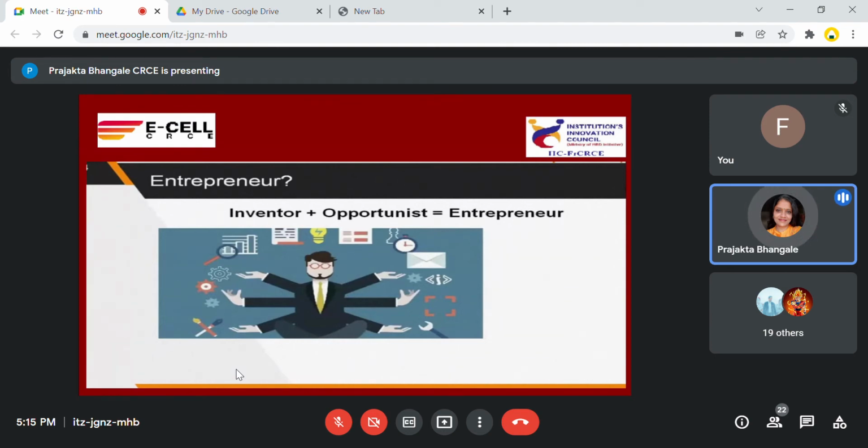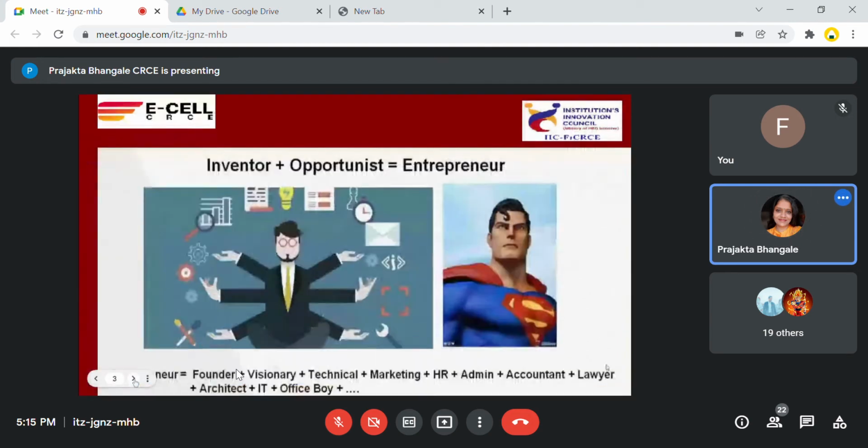So is my entrepreneur only having two roles, inventor and opportunist? Inventor, okay, I can say inventor, but what do you mean by opportunist? Is it only one thing that opportunist consists of? No. In this case, I will take you to the next slide, then you can understand. Same thing over here, you can see it's a Superman. Why is it shown over here? Because, just read out below the figure: an entrepreneur is nothing but a founder.